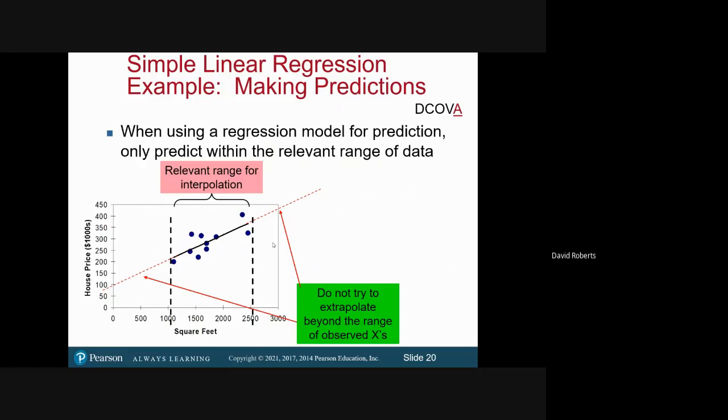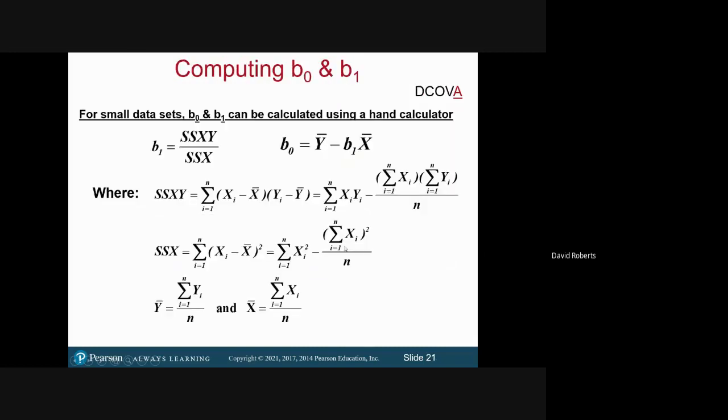So it's just a little point to be careful of. It doesn't mean, oh, I got a 4,000 square foot house, I just plug that number in and away I go. So you've heard about relevant range. That's what relevant range means. In this case, our relevant range is from 1,000 to 2,500 square feet. Just a little important factor.